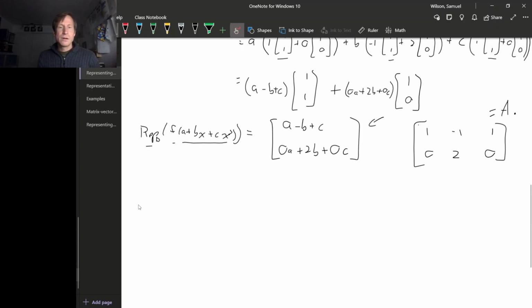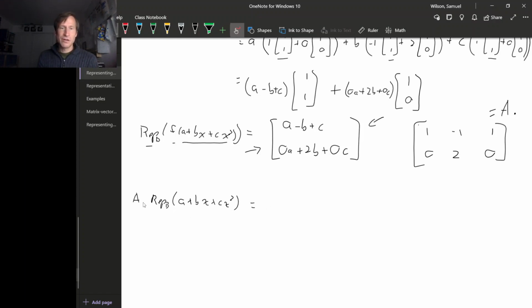So this should be the same thing as starting with the polynomial a plus bx plus cx squared, then doing rep B, then doing the matrix A. And again, I'm being vague about what doing the matrix A means because we haven't decided what that should mean yet. But we do know that if you do things in this order, you should get the same thing.